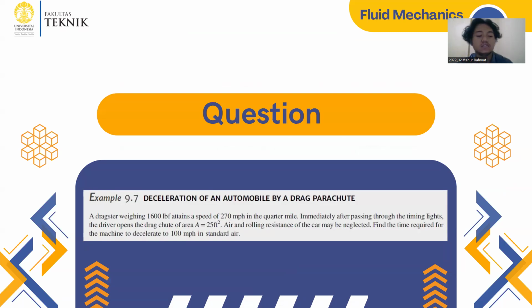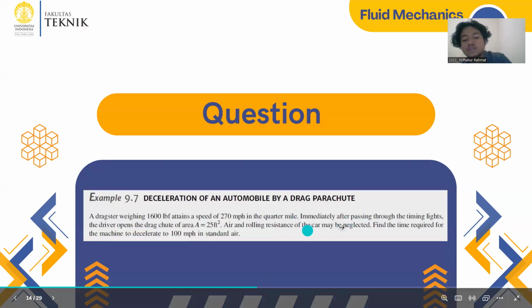the third question, it's about the deceleration of an automobile by a drag parachute. A dragster weighing 1600 lbf attains a speed of 270 miles per hour in the quarter mile. Immediately after passing through the timing lights, the driver opens the drop chute of area A equals 25 feet square. Air and rolling resistance of the car may be neglected, so we don't need to use it for the equation.